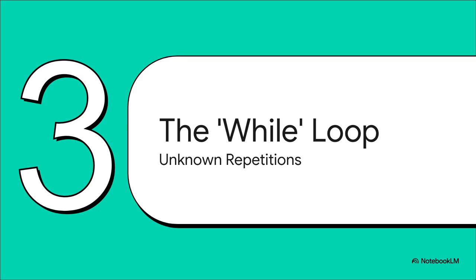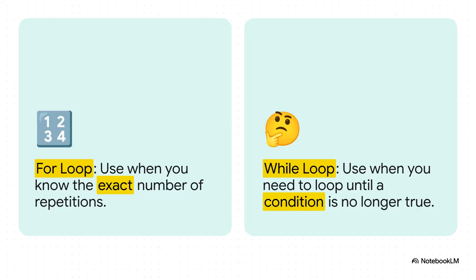Okay, that's great for when we know the exact number. But what if you don't? What if you just need to keep doing something until a certain thing happens? For that, we've got another tool, the while loop. And this is really the fundamental difference you've got to remember. A for loop is for counting. A while loop is for checking.